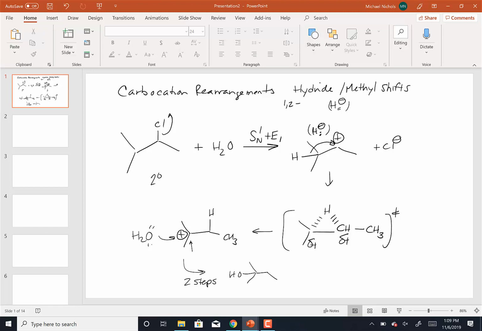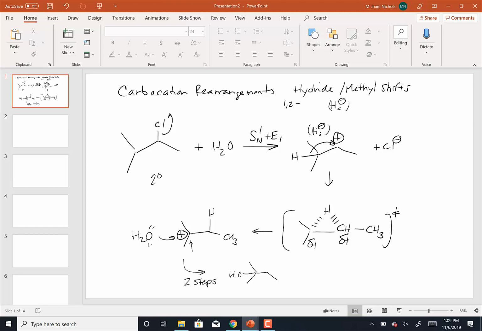So in other words, you can't go secondary to secondary. You certainly can't go secondary to primary, and you can't go tertiary to secondary. You've got to be going in a direction that gives you a more stable carbocation. Okay? So that's going to be one of the rules that I sum up with here. I need to tell you when to rearrange, and number 2, your shift has to give you a more stable carbocation.